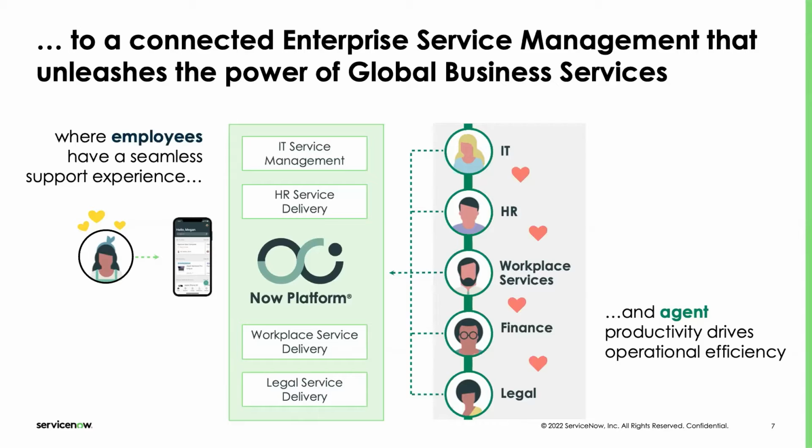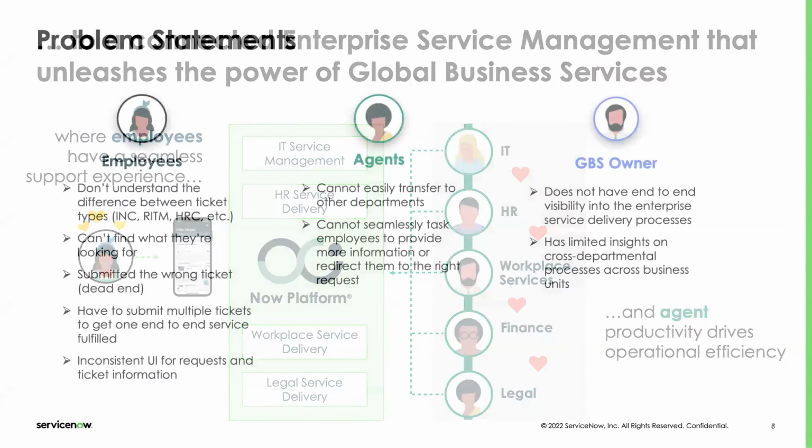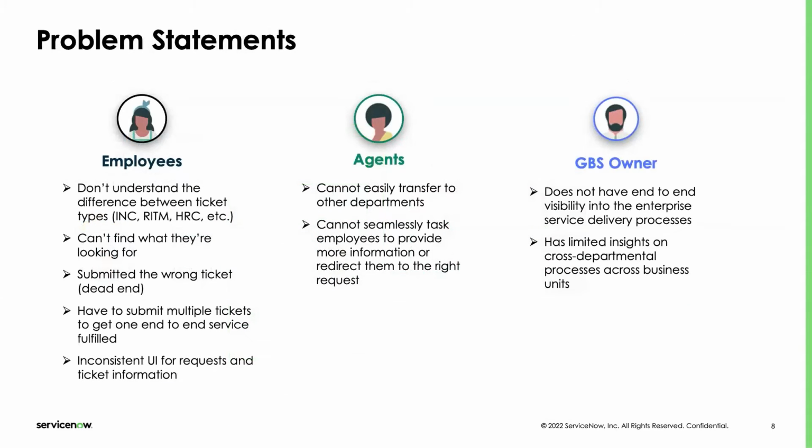And even for the agents, we want to give them a way or empower them to collaborate and drive productivity and efficiency in the request that they're solving, right? So that's what universal requests is supposed to be doing, right? Now, summarizing the problem statement, we have three personas that we're talking about here.